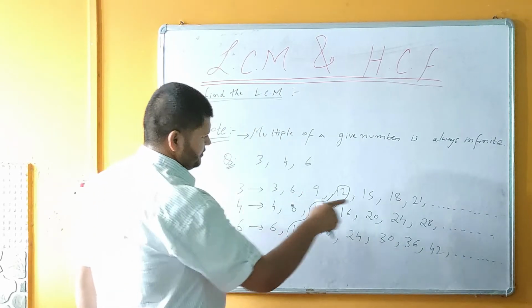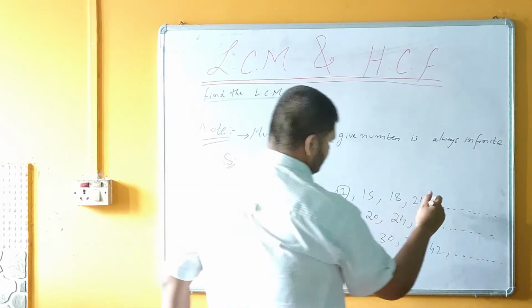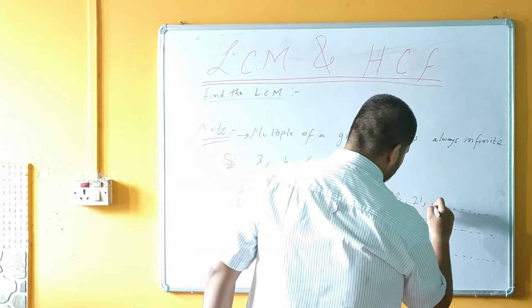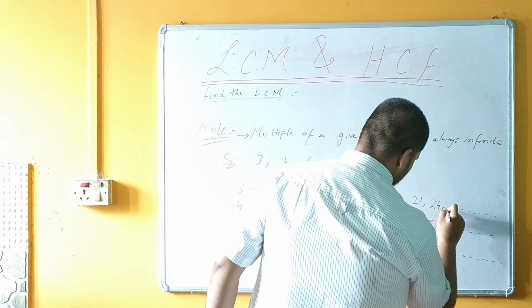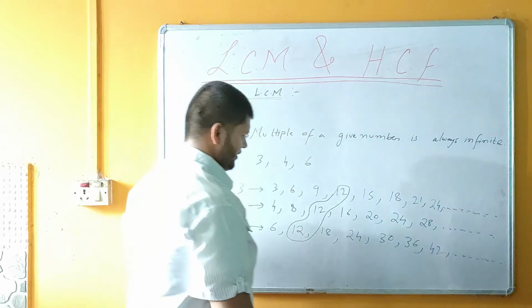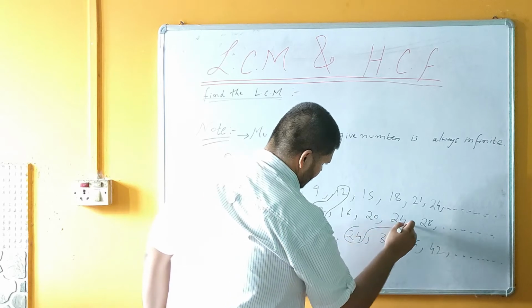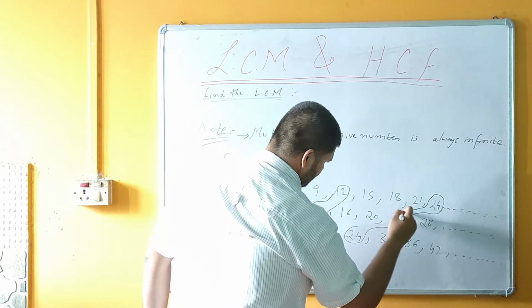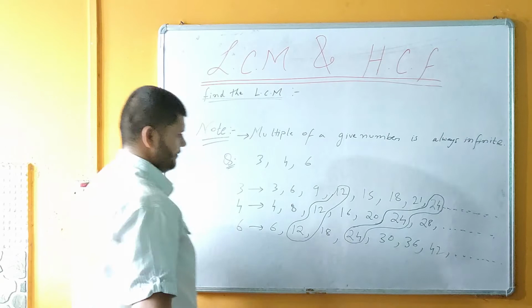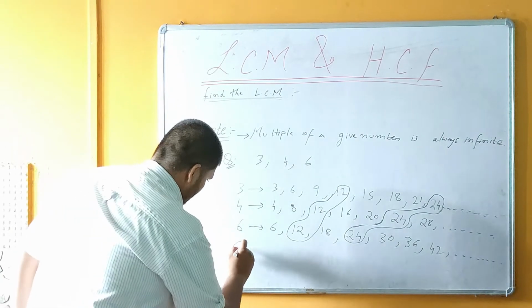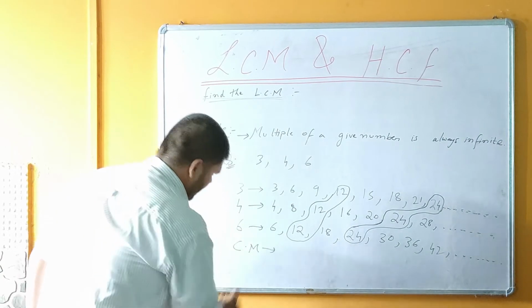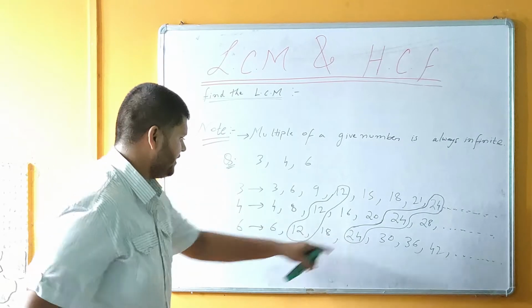3 7s are 21, 3 8s are 24. In this way it will continue up to infinity. Okay. So the next common part is 24. You can observe over here. Okay. So the common multiple will be nothing but 24.